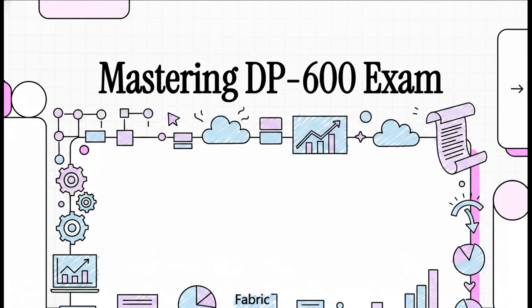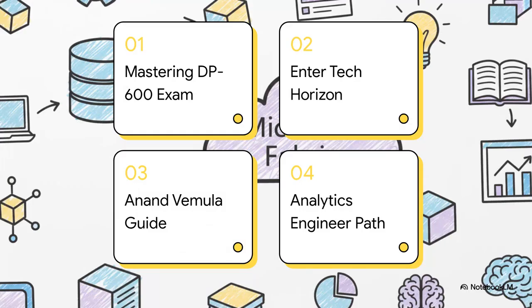In this explainer, we're taking his insights and transforming them into a highly actionable technical learning path just for you. Here is our roadmap for today's explainer. First up, mastering the DP-600 exam. Second, enter the tech horizon. Third, Anand Vemula's exam guide. And finally, your analytics engineer roadmap.